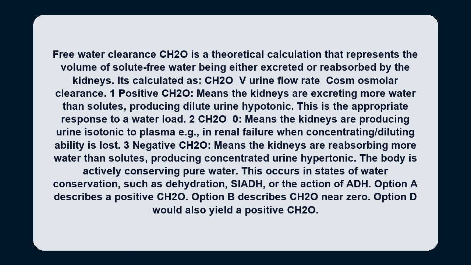Three, negative CH2O means the kidneys are reabsorbing more water than solutes, producing concentrated urine (hypertonic). The body is actively conserving pure water. This occurs in states of water conservation, such as dehydration, SIADH, or the action of ADH. Option A describes a positive CH2O. Option B describes CH2O near zero. Option D would also yield a positive CH2O.